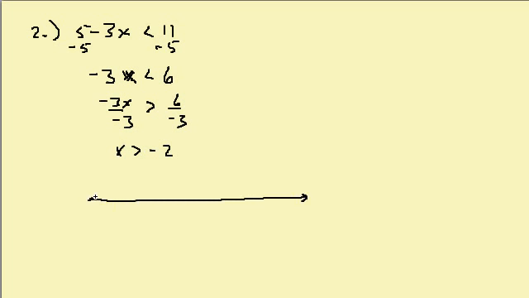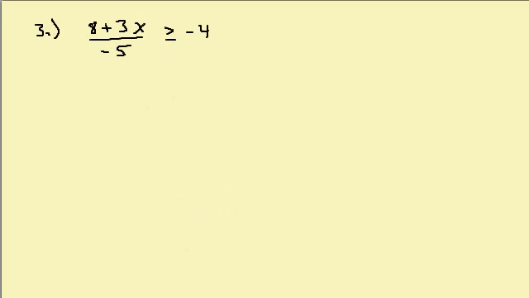Now we graph it. Negative 3, negative 2, negative 1, 0, 1. So that's x greater than negative 2. I have an open circle because the negative 2 is not included, and then everything to the right. Now I write my answer in interval notation. So that's everything from negative 2, and it has a parenthesis because it's not included, all the way to infinity.